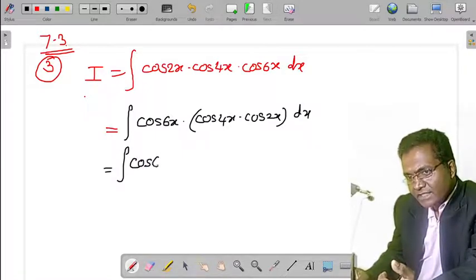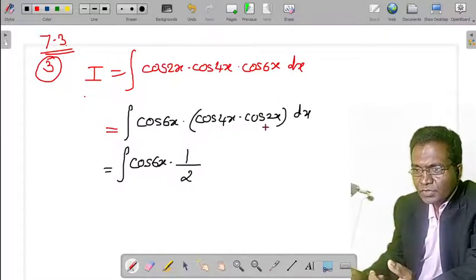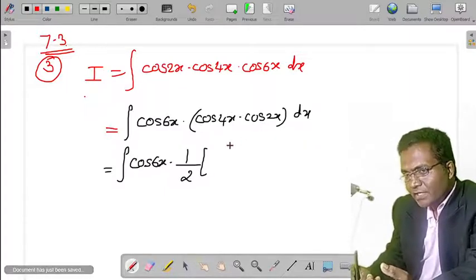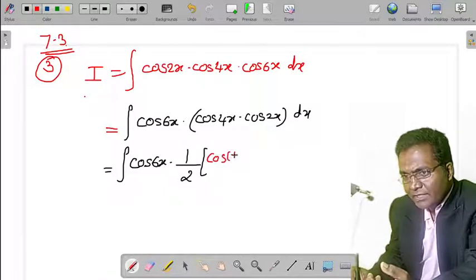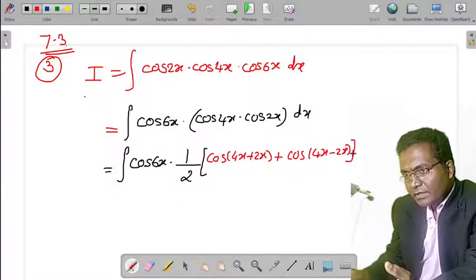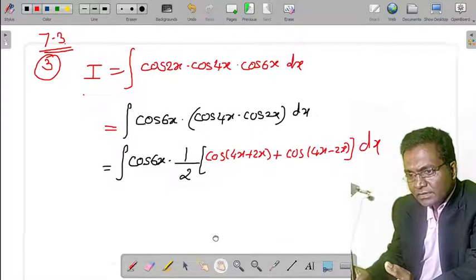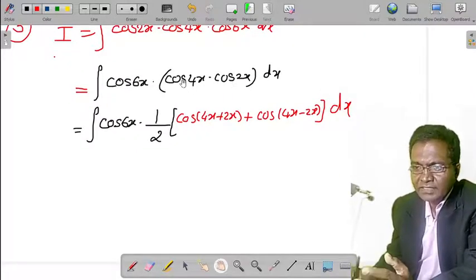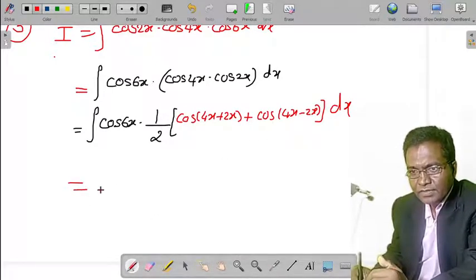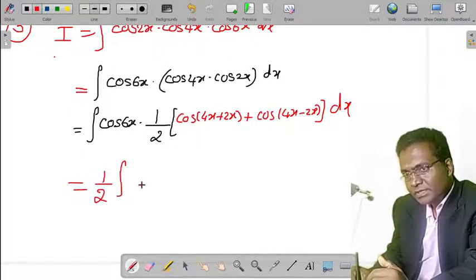Now cos 6x as it is, you have to use the formula for cos a cos b. What is cos a into cos b? It's 1 by 2 cos of a plus b, that is cos of 4x plus 2x, one can write it directly 6x, plus cos of 4x minus 2x, into dx. Remember the formula for cos a cos b. Cos a cos b is 1 by 2 cos a plus b plus cos a minus b.